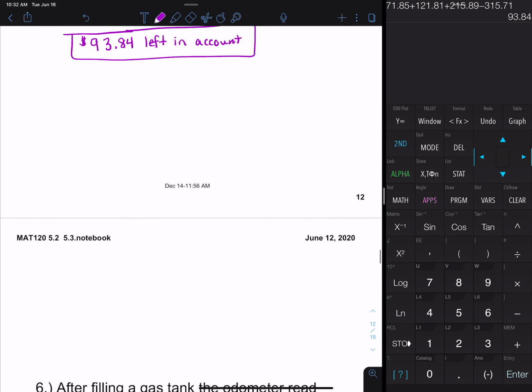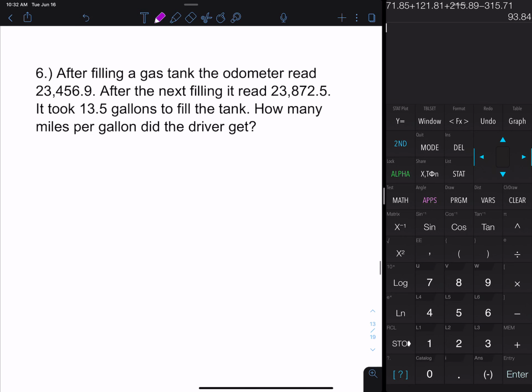Let's look at another example. It says, after filling a gas tank, the odometer read 23,456.9. After the next filling, it read 23,872.5. It took 13.5 gallons to fill the tank. How many miles per gallon did the driver get? And we're going to assume, even though they don't necessarily tell us here, let's round this to the nearest tenth if needed.